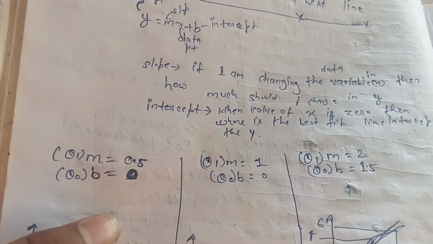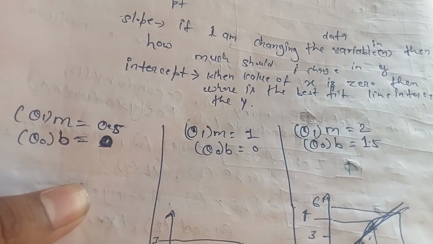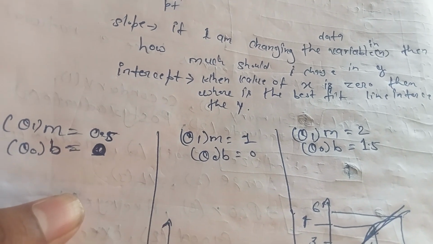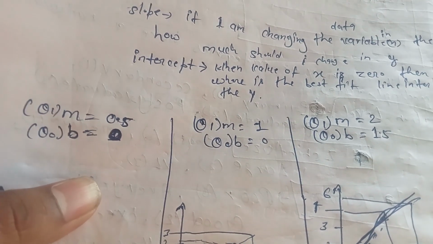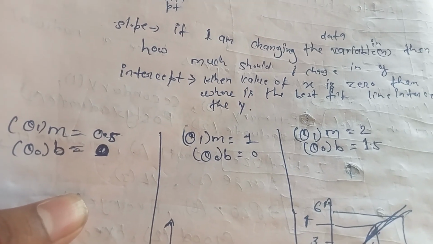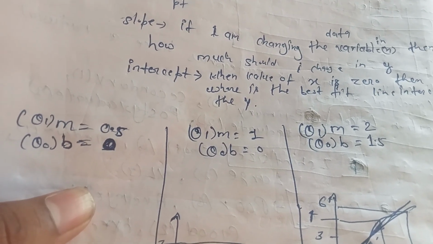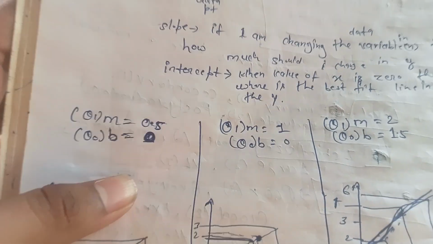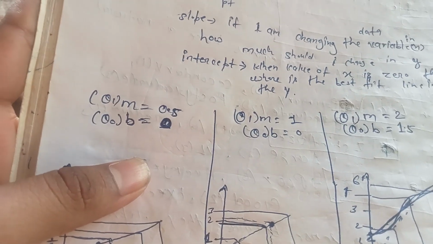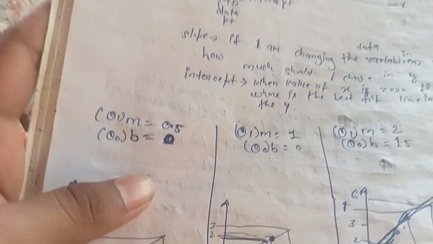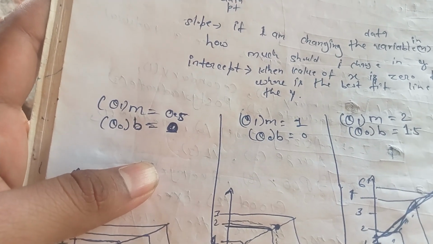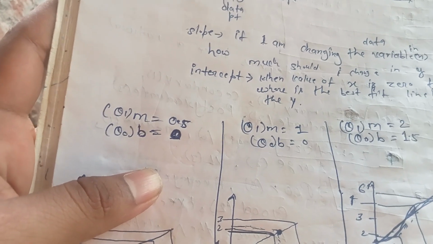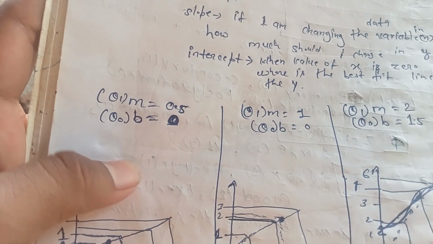What is the intercept? When the value of x is 0, where is the best fit line intercepting y? This is the intercept. Now, you can create a best fit line by changing theta 0 and theta 1 values, that is, by changing the value of slope and intercept. By changing them, you can get a best fit line.